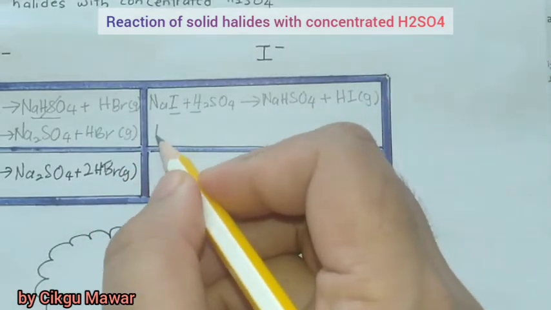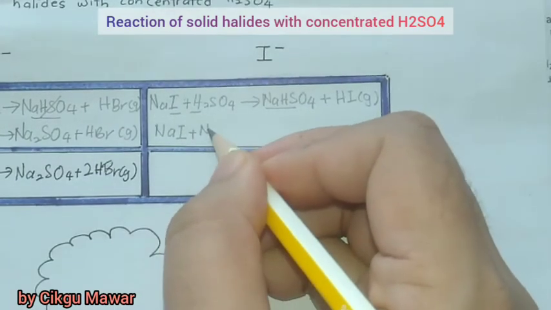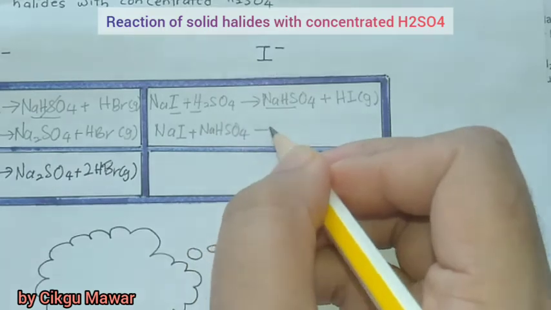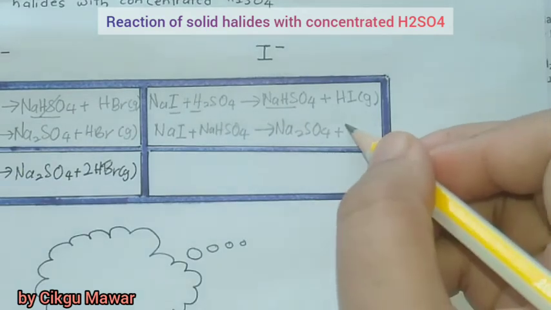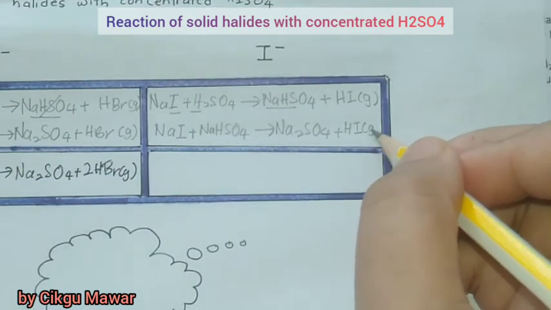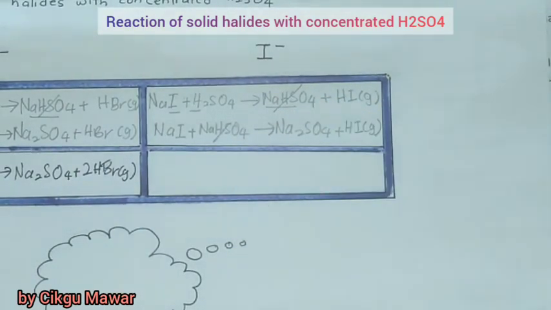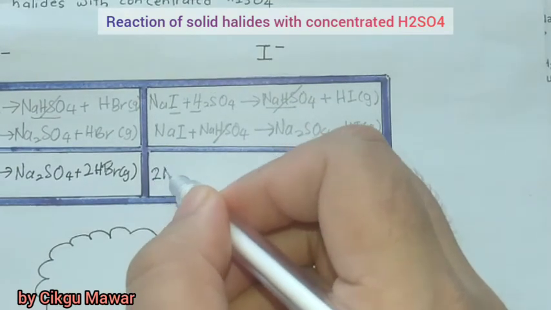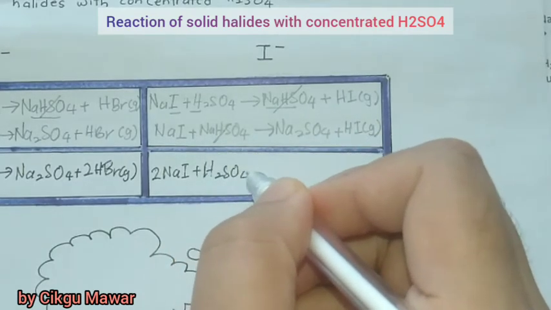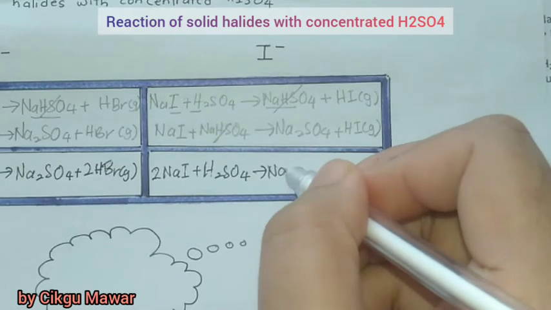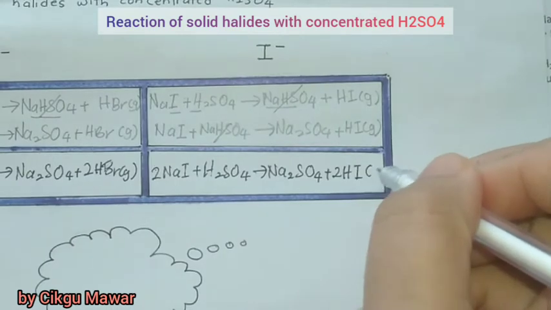And then the second dissociation: sodium iodide will react with sodium hydrogen sulfate, and then it will form disodium sulfate plus hydrogen iodide gas. And then for the overall reaction, we will get 2 moles of sodium iodide reacting with concentrated sulfuric acid, so it will form sodium sulfate plus 2 moles of hydrogen iodide gas.